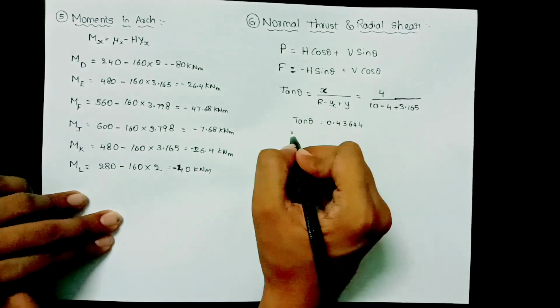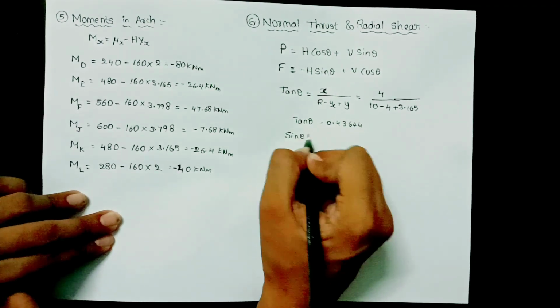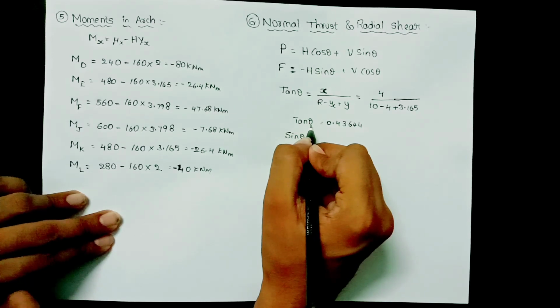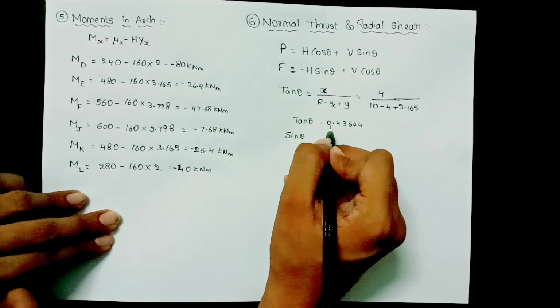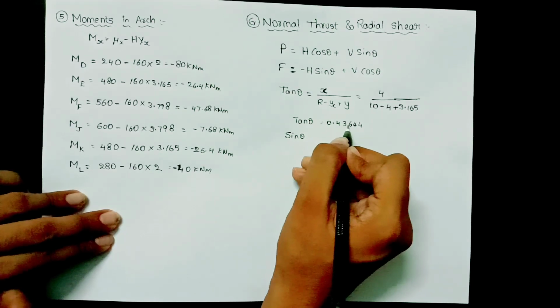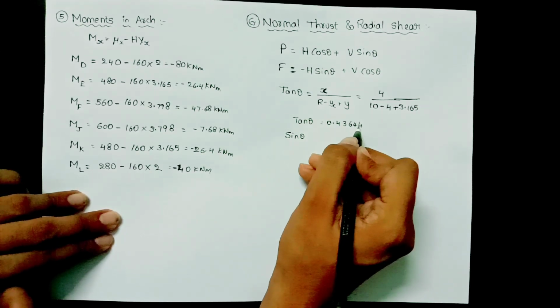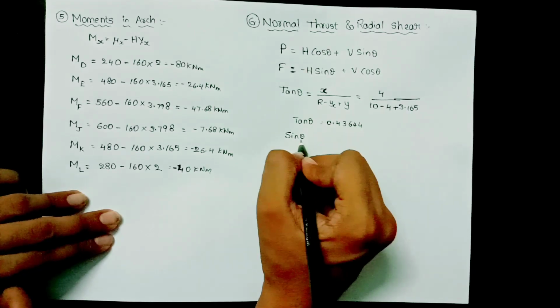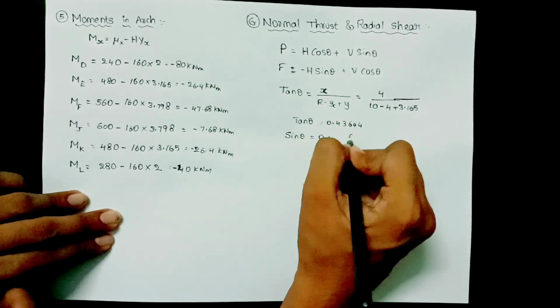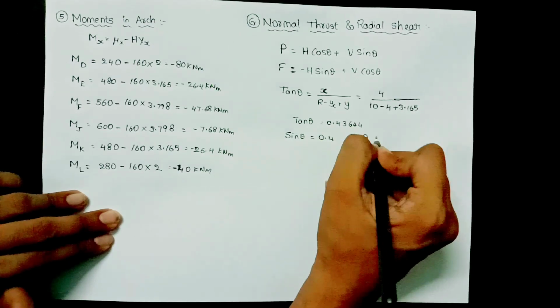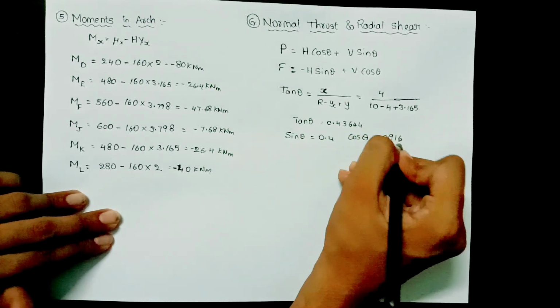So from this you can calculate the value of sin. First of all, calculate the value of theta. Send this tan towards the right side, you will get tan inverse of 0.43644. You will get a certain value, apply the sin function to that obtained value, you will get 0.4, and similarly calculate cos theta equal to 0.9165.